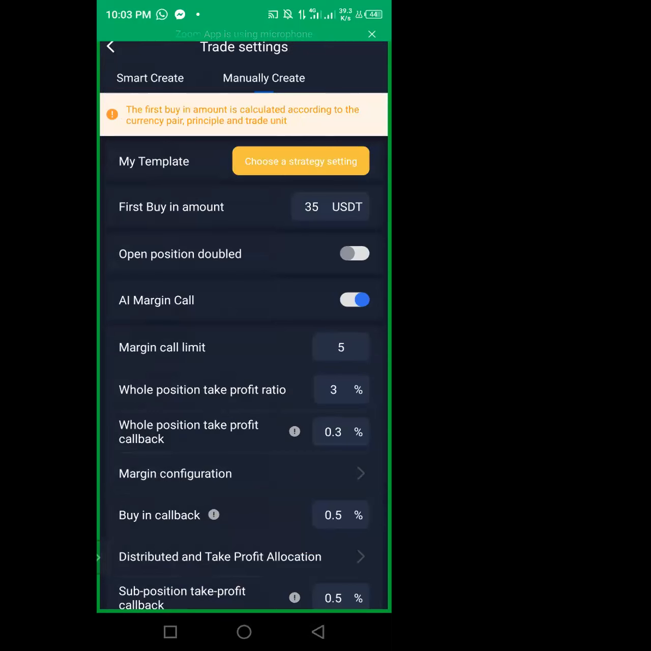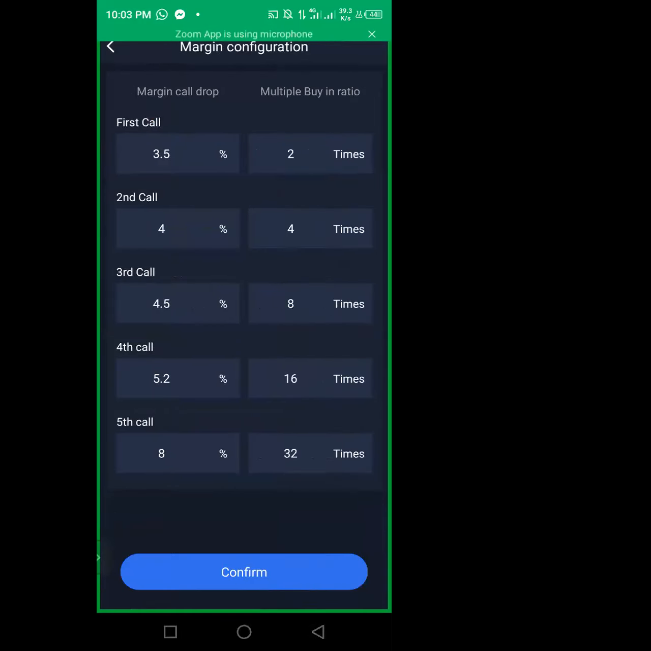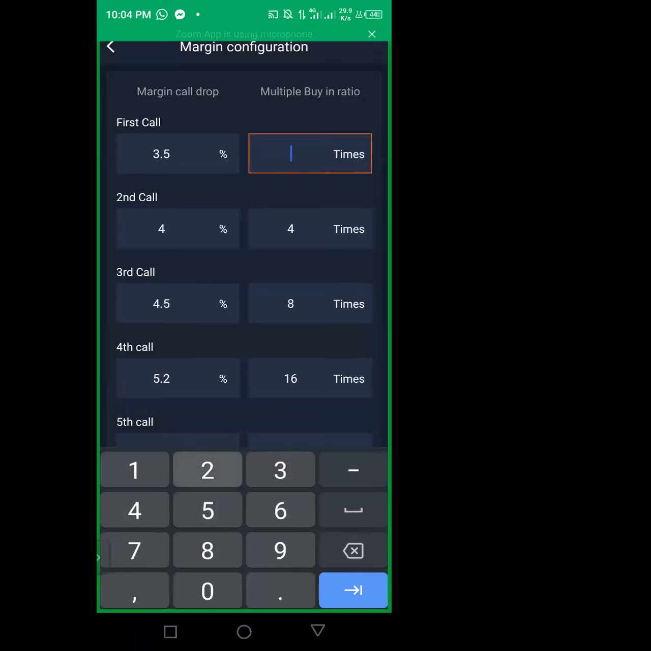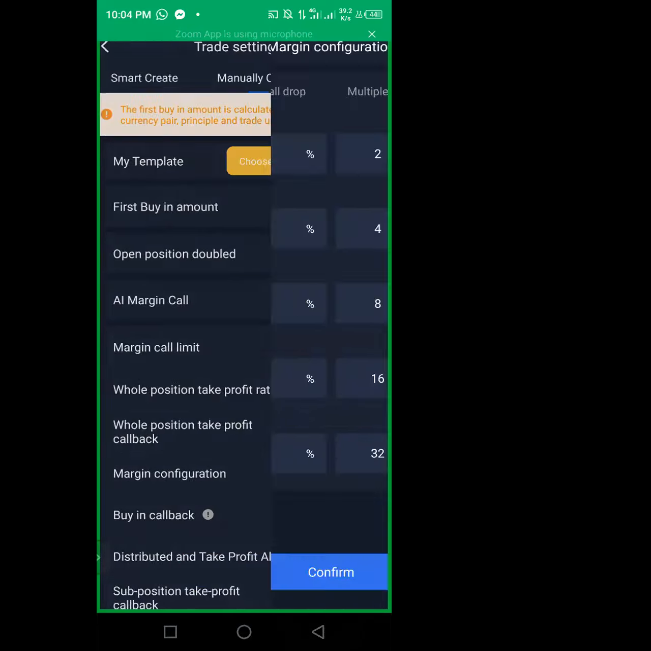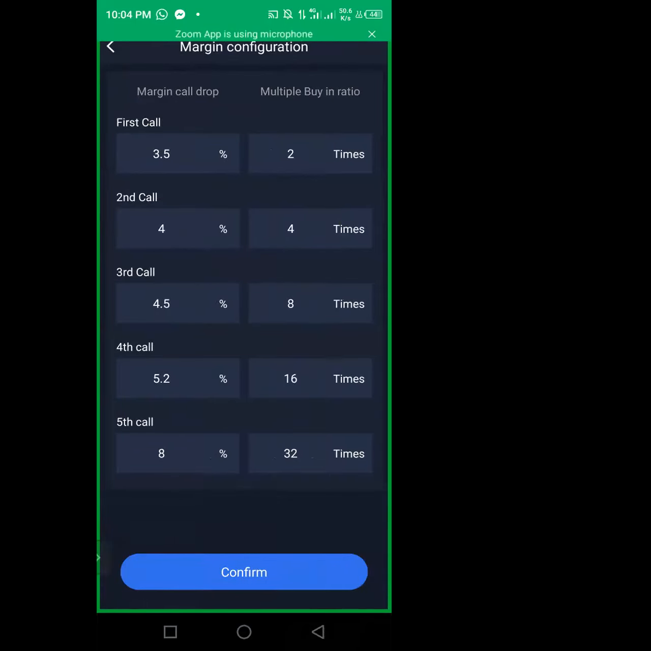Exactly. I said this left-hand side does not relate to anything money. This percentage works with the drop. It works with the position when the robot will buy. But the right-hand side deals with the amount. So anything you put here, like here is 2, it will do 2 times what is in my first buy amount, which is 35. It will do 2 times 35. It will use $70 to buy more of this coin at this first position.